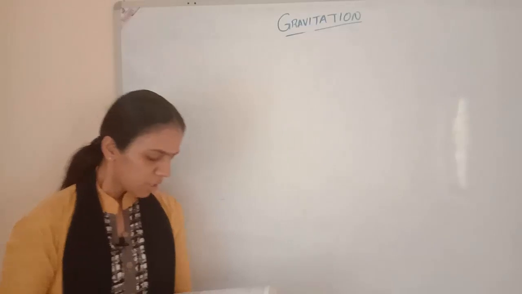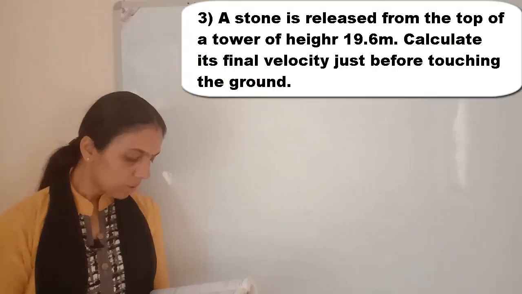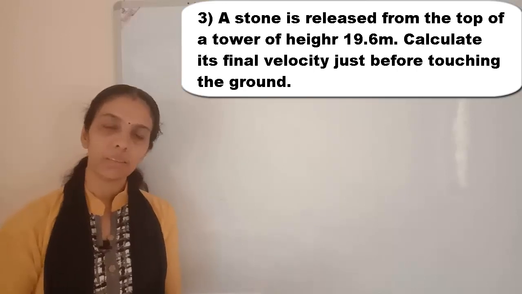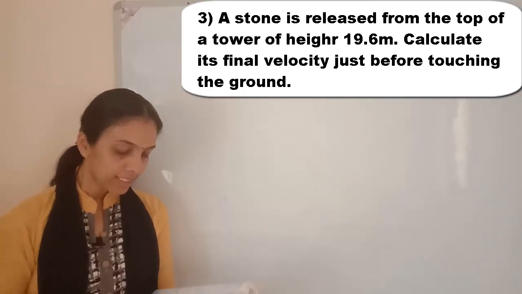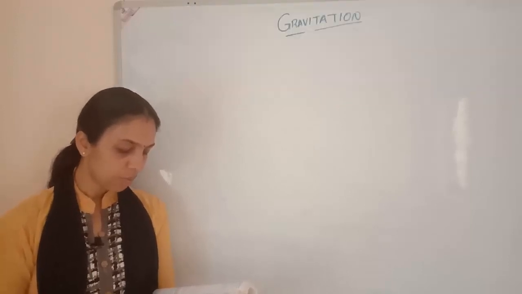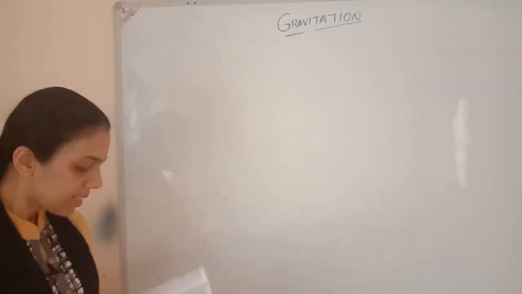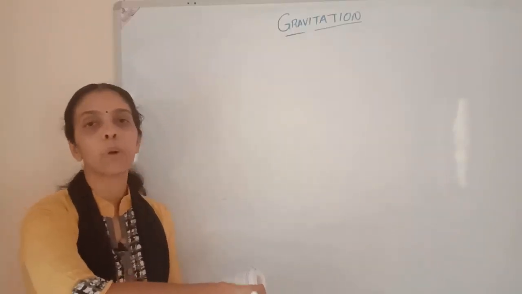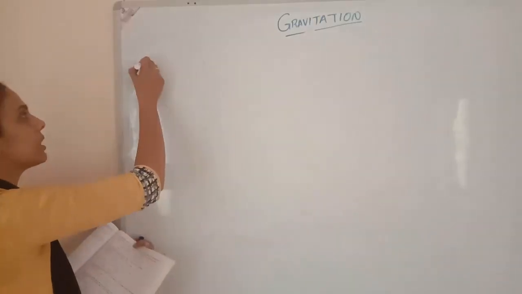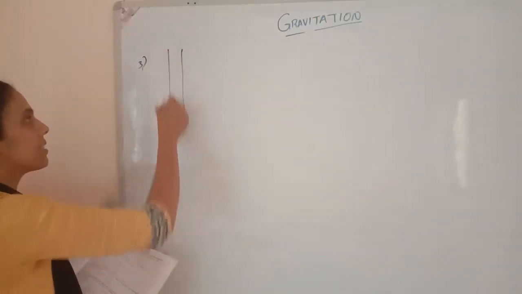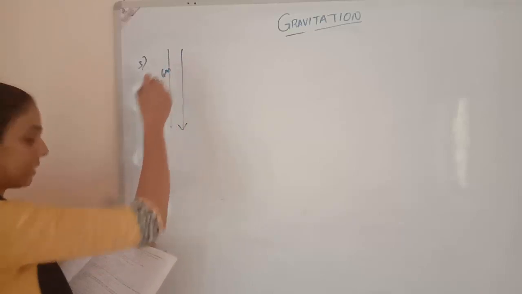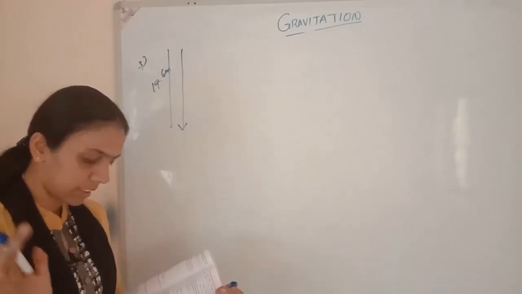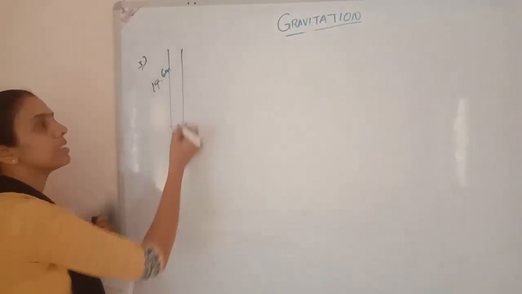Okay, clear? So next question is, a stone is released from the top of a tower of height 19.6 meter. Calculate its final velocity just before touching the ground. So a stone is released from a height of 19.6 meter. Calculate its final velocity just before touching the ground. So a stone is dropping.